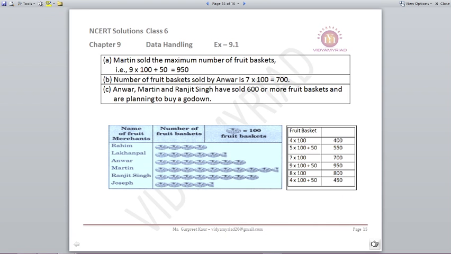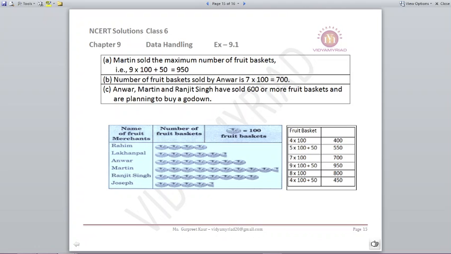Let us find out the baskets first. Now from this information, for Rahim, there are 4 full baskets. 4 into 100 gives you 400. Then Lakhanpal has 5 full baskets and 1 half. So 5 full means 5 into 100, 500, plus half, that is 50, 550. Anwar has 7 full baskets, so 7 into 100, 700. Martin has 9 full baskets and 1 half, so 950. Ranjit has 8 full baskets, so 800. And Joseph has 4 full baskets, that is 400, plus half, that is 450.